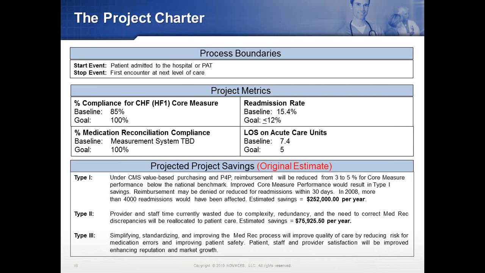reconciliation compliance was beyond heart failure. We were using heart failure as a proxy measure. We estimated that it would be, somewhere in the neighborhood of 80%, but at that time we didn't know. And we were also looking as a secondary metric at readmission rate, which at this time was 15.4, and their goal in their strategic plan was less than 12. And their LOS, their length of stay on acute care units, their goal was 5, and they were at 7.4. So that's what a charter looks like.